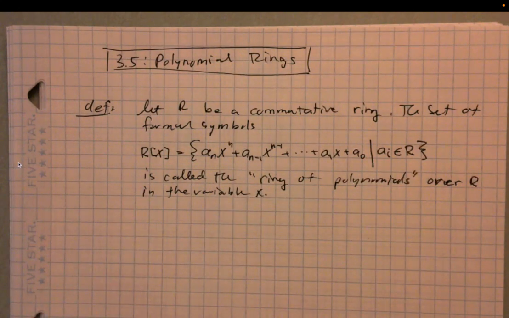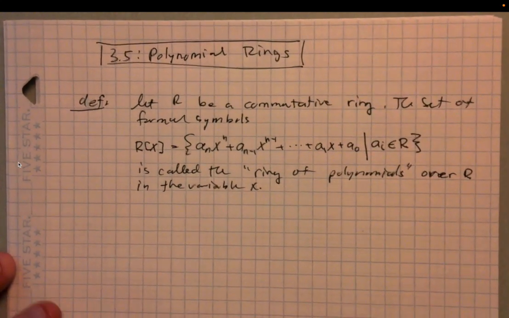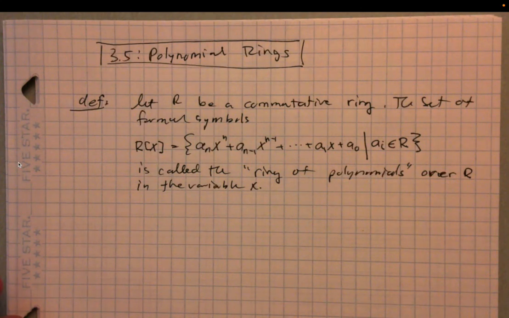So if R is a commutative ring, it could be anything. I think we'll frequently just think of it as the integers. The set of formal symbols a_n x^n, ..., a_1 x, a_0, such that the coefficients are all in whatever ring you're talking about. So when that's the case, the polynomials themselves happen to be a ring. And so we're just reviewing some of the basic concepts of polynomials, but with an eye towards thinking about it from ring theory.